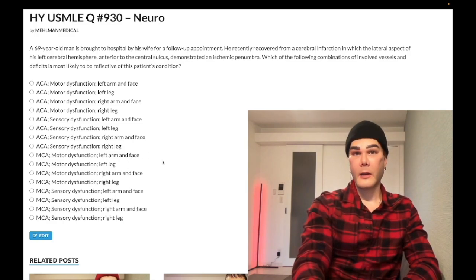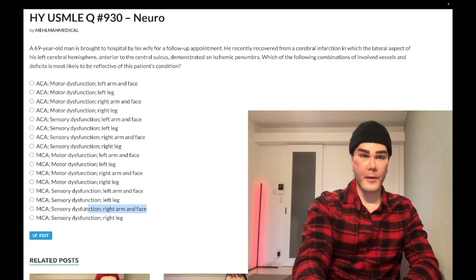Now, this is the homunculus, which refers to parts of the body at certain locations of the brain. Now, the lateral aspect of the cerebral hemispheres is going to be contralateral arm and face. Whereas if we had the medial aspect of the brain for an ACA infarct, we would have contralateral leg affected. So in this case, the correct answer is we would have MCA, motor dysfunction, contralateral arm and face. So MCA, motor dysfunction, right arm and face.